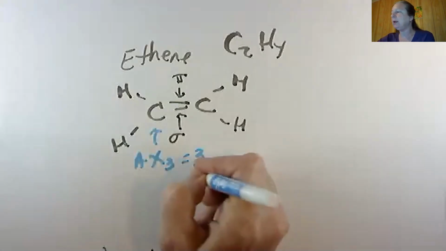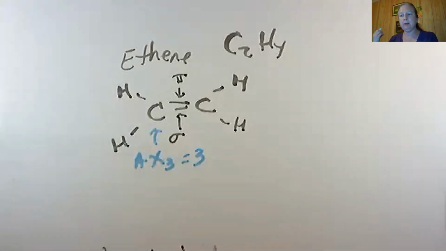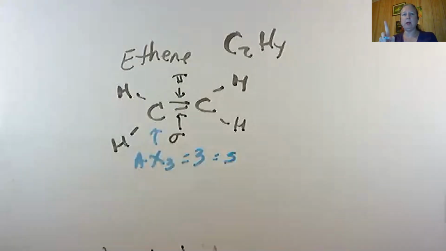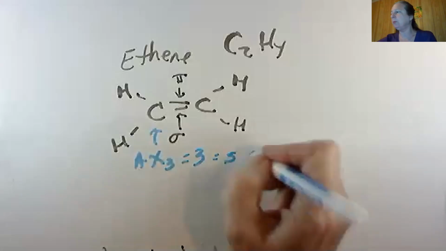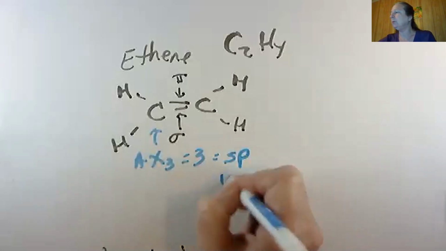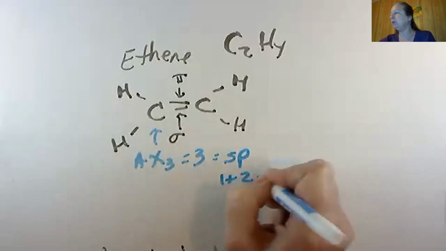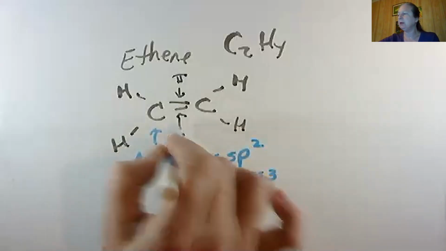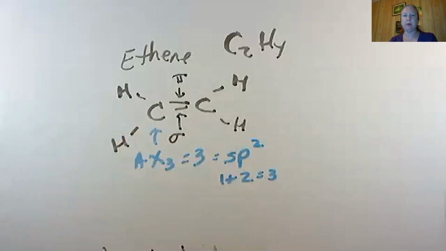Okay, if it's 3, I need an sp designation that adds up to 3. So I start with s. You can have one s orbital. I need more, so I'm going to go to p. 1 plus, how many p's do I need? I need 2. So this is an sp2. So that sigma, and that sigma are all sp2 hybridized.